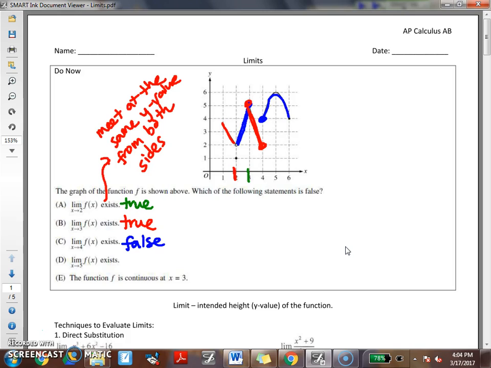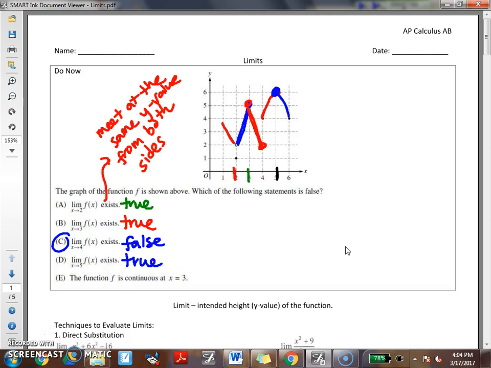Okay? We'll keep going, and just to check the rest, limit as x approaches 5 exists. So I'm going to focus on 5. It's right here. I'm going to erase my blue coloring. So I'm going to come from the left side, I end up at 6. Coming from the right side, I end up at 6. So I do meet, so it exists. That's a true statement.